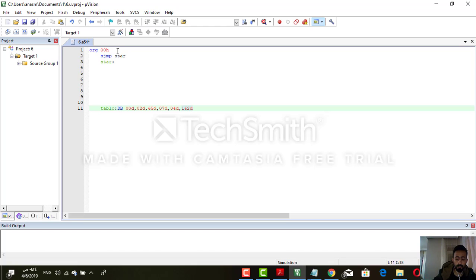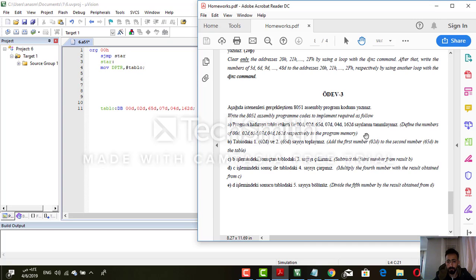This is the value of W, and we have to define first the value of the data pointer, which is the first value, which is here. So move the data pointer value of W. So this is the first question. Let's see.